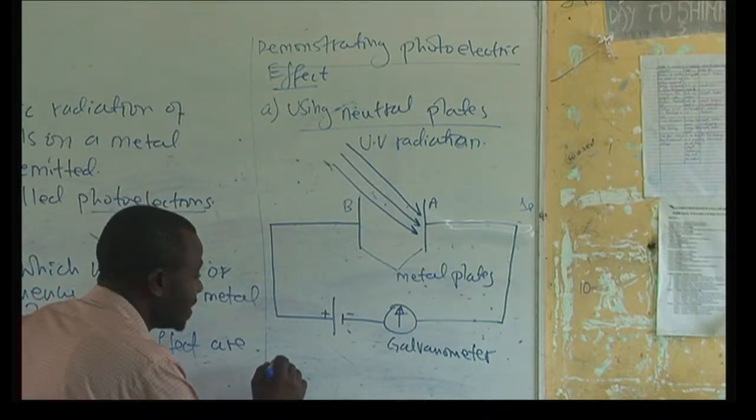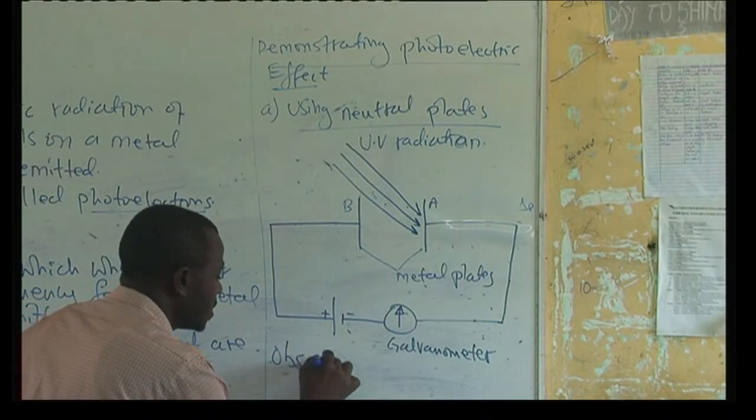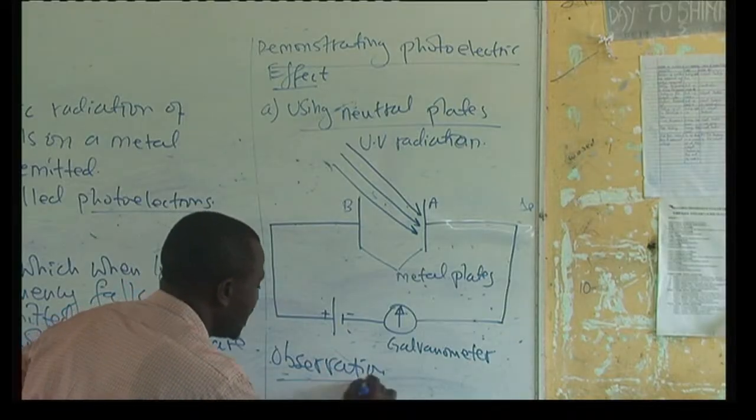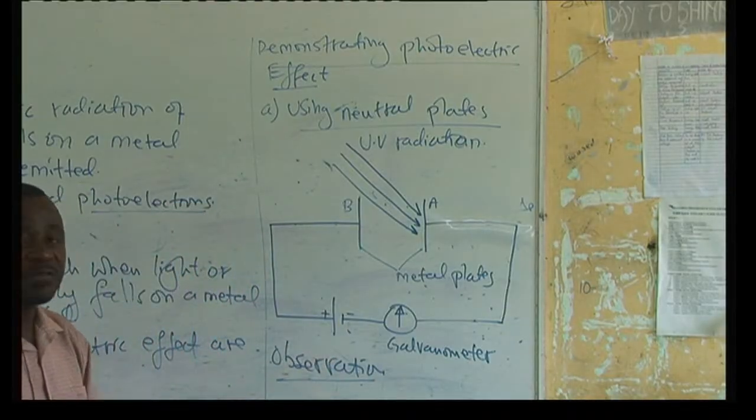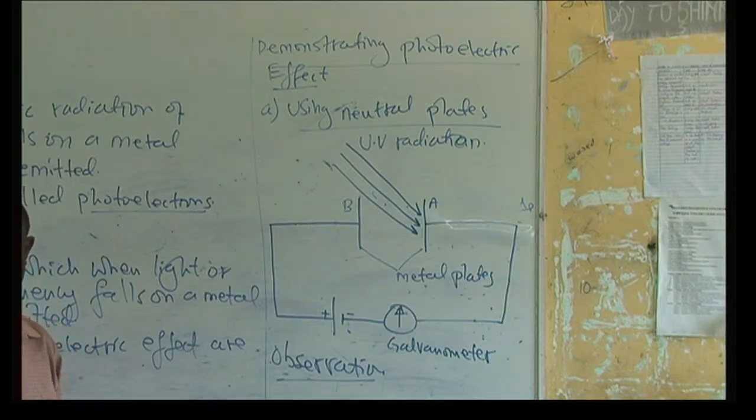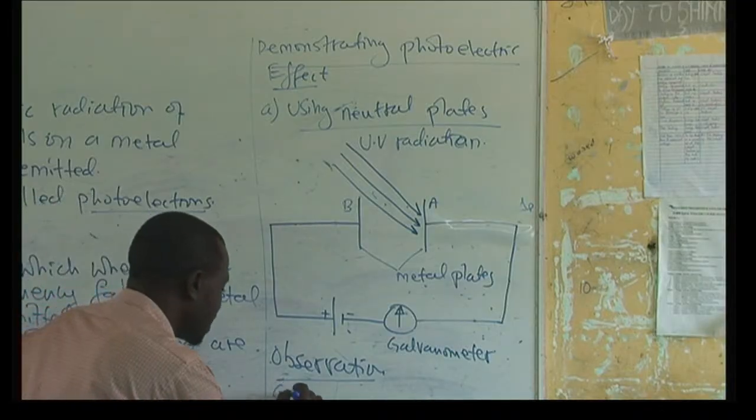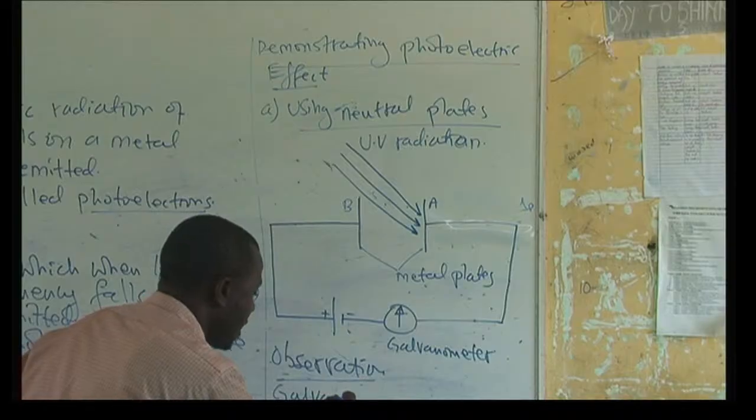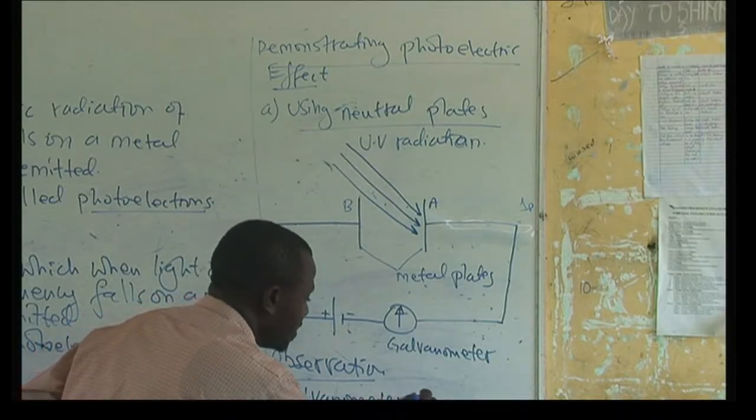Now the current that flows through this particular circuit is the one that makes the galvanometer deflect. Now we are saying this, let me put that one, the observation here: the galvanometer deflects.